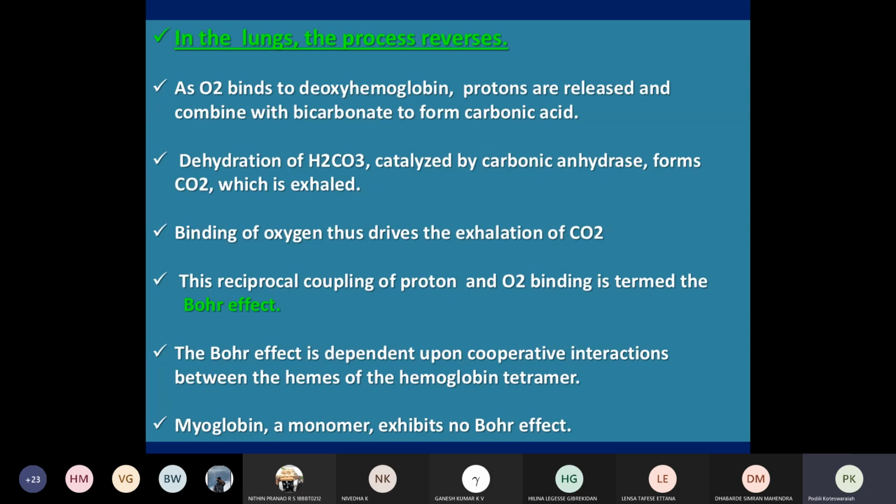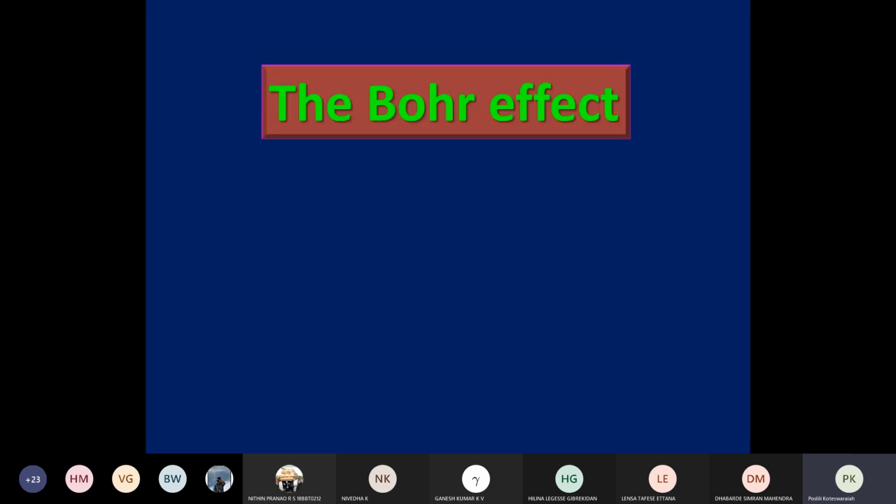So this is about the carbon dioxide transport. So now, coming to the Bohr effect.